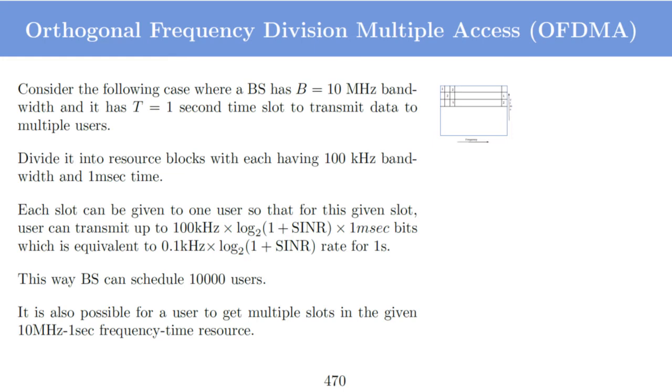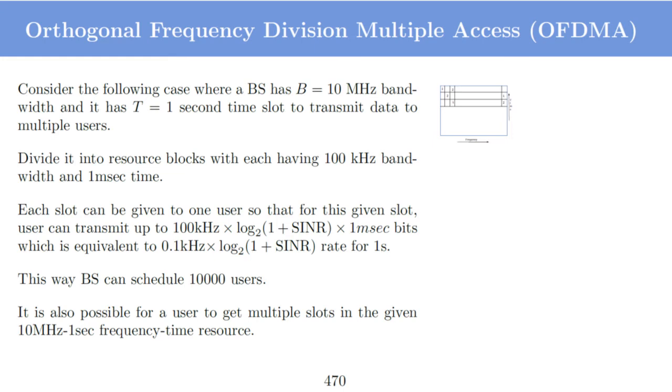If you give one slot to one user, that user can transmit at the available bandwidth, which is 100 kilohertz, times log(1 + SNR) bits per second, multiplied by the time slot he gets, which is 1 millisecond. So the total number of bits he will transmit will be equal to this. Now instead, if you give him the whole time, you will need to give him 1.1 kilohertz instead to get the same rate.